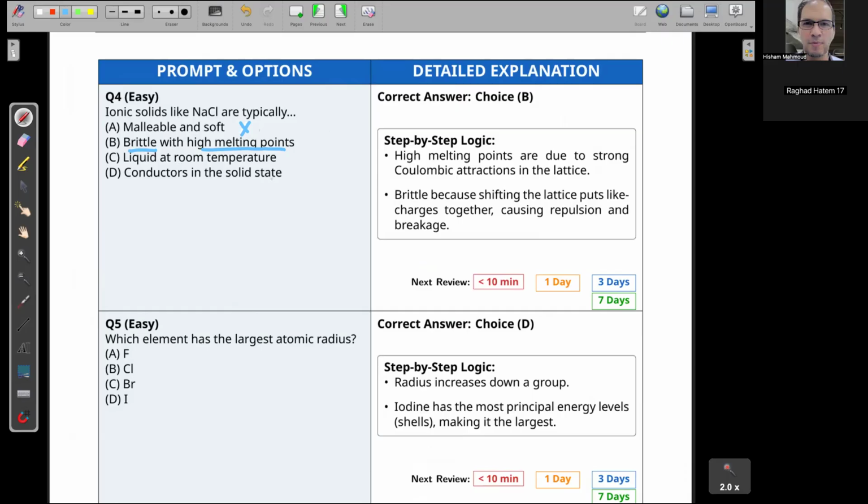Conductor in the solid state? This is wrong, right? They conduct electricity when they are aqueous or molten. Aqueous or molten form, it will be conducting electricity. But if it is in solid form, then it's not conducting electricity. So let's revise again. What is an ionic compound?